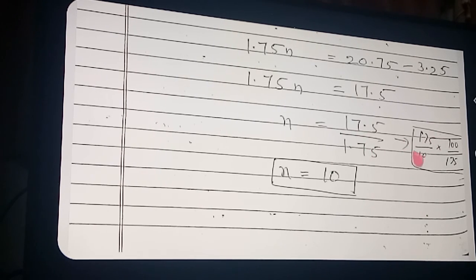It's a short calculation I showed here for your understanding. 17.5 we can write as 175 by 10, and 1.75 we can write as 175 by 100. Okay, did the calculation become clear now? So what's the value of n? n is equal to 10.